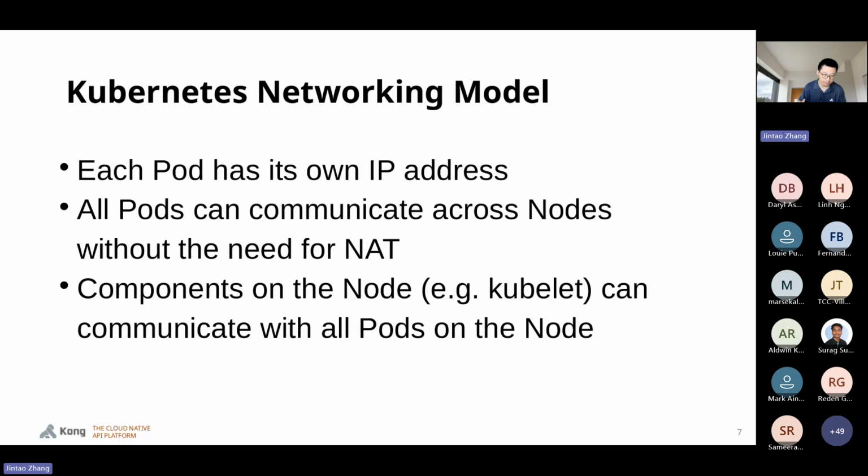The next one is that all pods can communicate across nodes without the need for NAT. The last one is that components on the node, for example kubelet, can communicate with all pods on the node. These two rules have been introduced earlier, and they define how pods are accessed, so we can skip the last two rules.